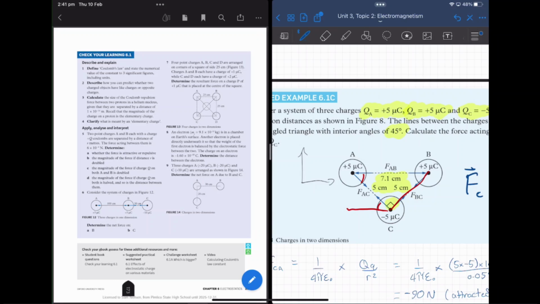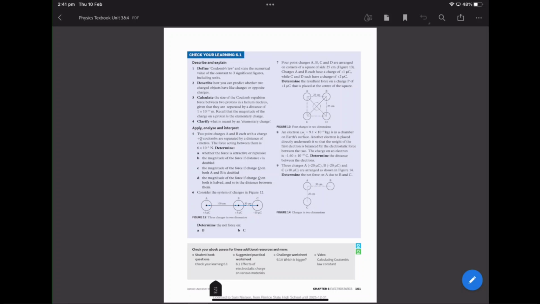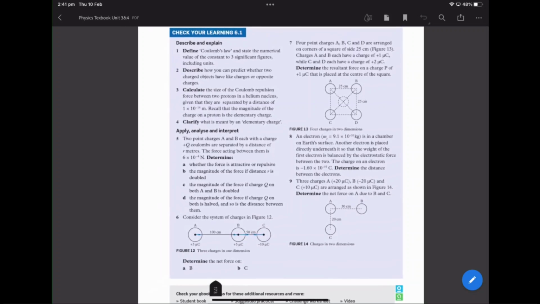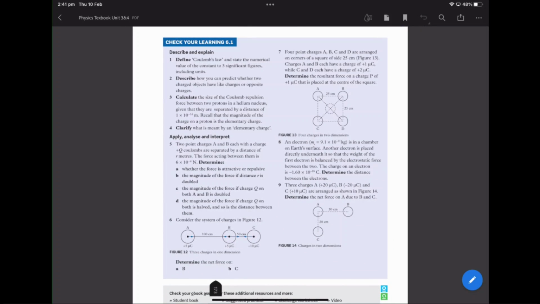Yeah. Okay, guys, let's do check your learning to make sure we have this. We're going to start with question 5. It looks really big and long, but it's actually just 2 charges. Is it attractive? Is it repulsive? That's the first one. What's the magnitude of the force if distance r is doubled? It's actually not that bad. So start with question 5, then do question 6, which is multiple parts, and then question 7.